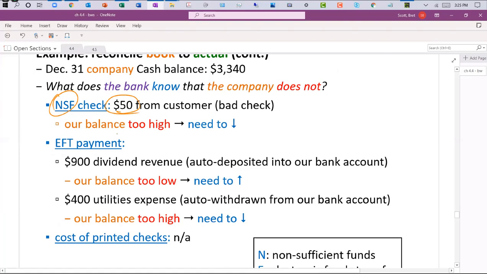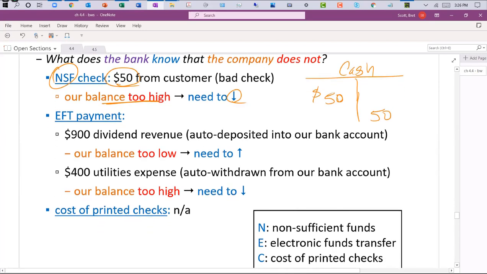Now, in this case, that means our T account is too high and we need to reduce it. So think about it like this. In the cash account, we had recorded a $50 debit, right? We come to find out that that's a bad check. The bank doesn't give us that cash, so we're going to have to do an offsetting credit to get rid of that. And then we go back to the customer and say, give us the money, make sure it's good this time, give us a cashier's check.